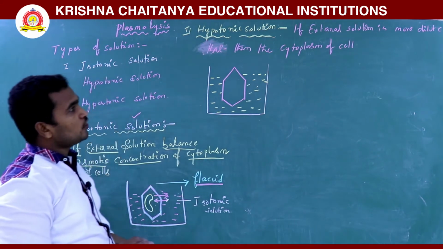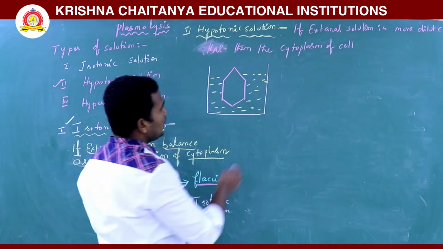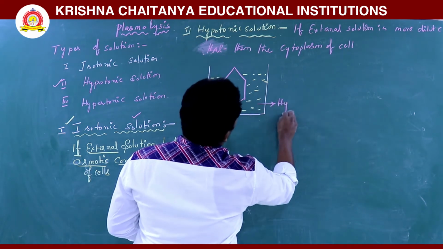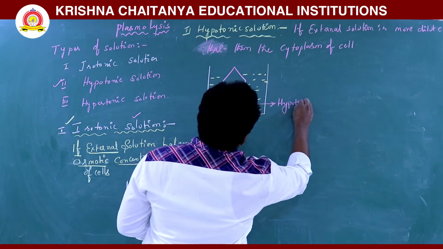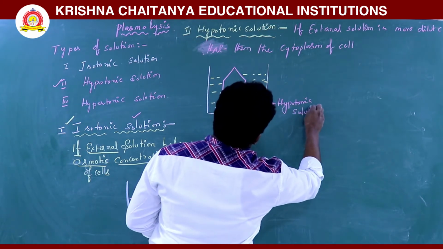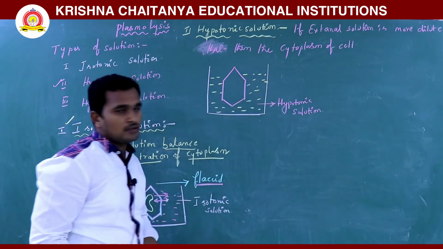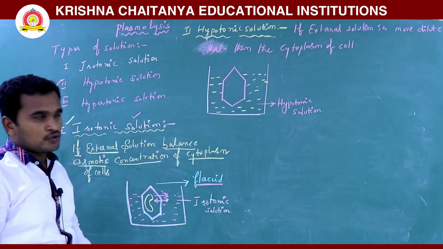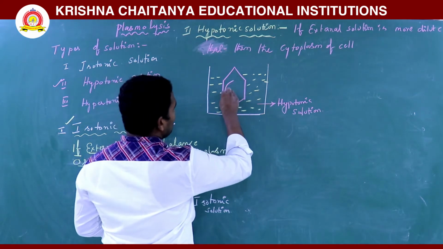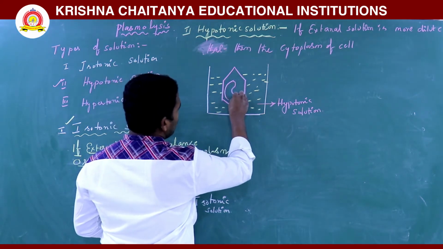Okay. This solution is more diluted. This type of solution is called a hypotonic solution. So this solution is a more diluted solution. So you place a plant cell in hypotonic solution.